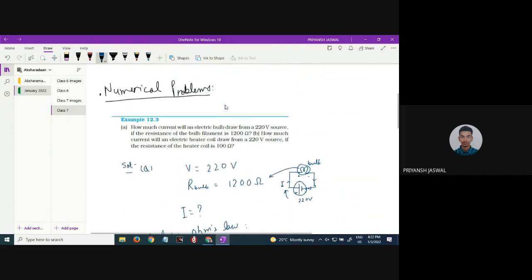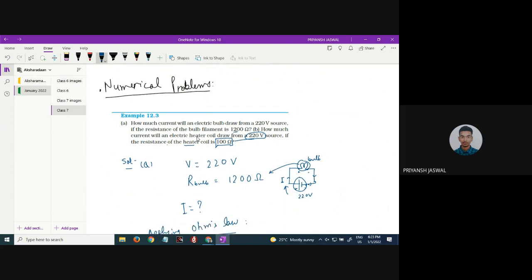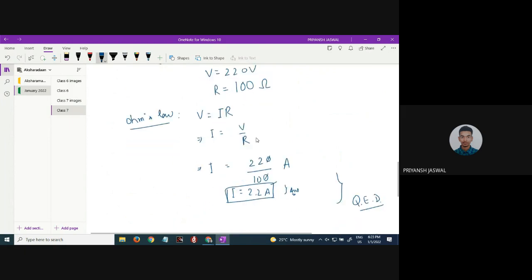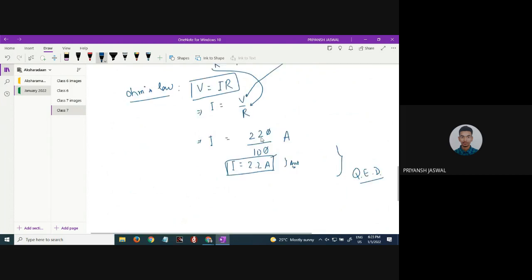B part is: how much current will an electric heater coil draw from a 220 volt source if the resistance of the heater is 100 ohm? Source is again 220 volt. This time the device is a heater, and we don't have to worry about that because we are only interested in the resistance, that is 100 ohm. Previously it was 1200 ohm. So the same formula again we can use, that is Ohm's law, V equals IR, which again implies I equals V by R, and putting the values of V and R in this formula, we get I, that is 2.2 ampere.